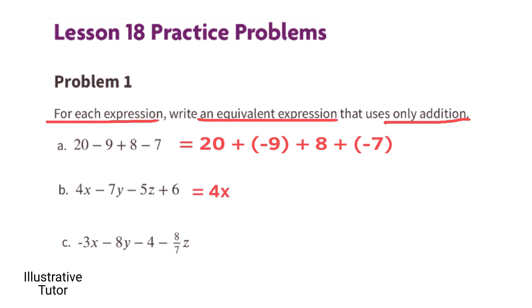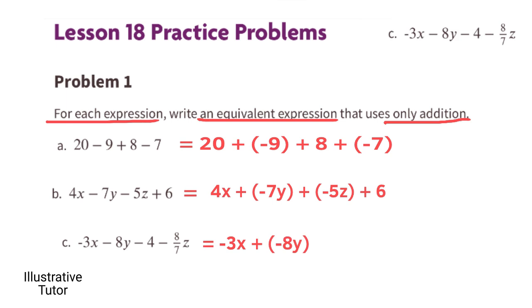B. It starts out with 4x minus 7y. That's the same as 4x and minus 7y, or 4x plus negative 7y. Next is minus 5z, so we can add a negative 5z, and then finally add 6. C. Negative 3x plus a negative 8y plus a negative 4 plus a negative 8/7 z.